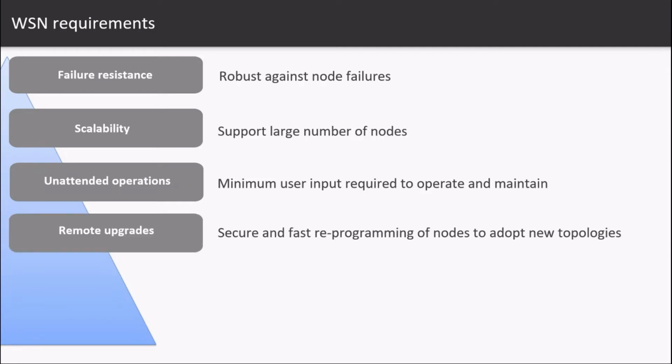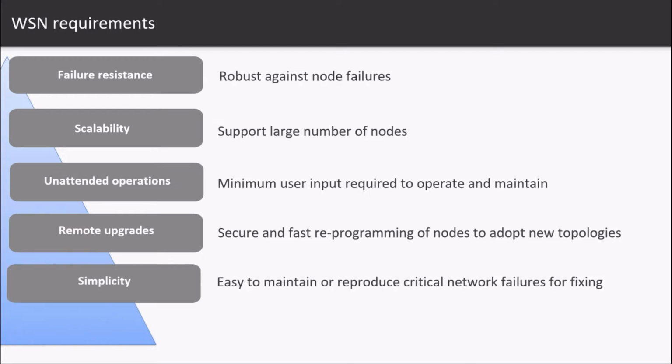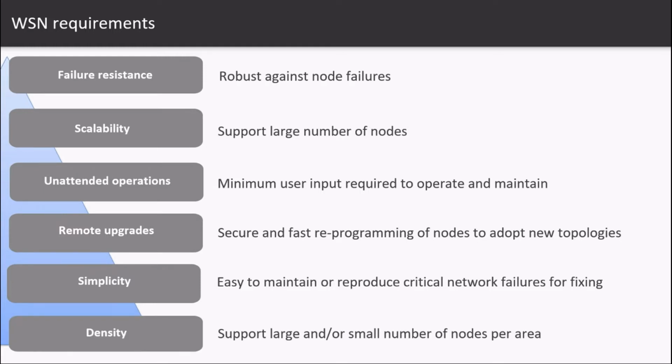Remote upgrades. In case of adopting new technologies and infrastructure, new algorithms might be needed. Instead of physically going to the fields and reprogramming every single node, we should be doing it remotely on a single node, which then populates the new source code to all other nodes securely. So a network should be simple enough to be maintained and also reproduce critical network error failures for fixing. Density, supporting a large and or small number of nodes per area without compromising on any performance issues.